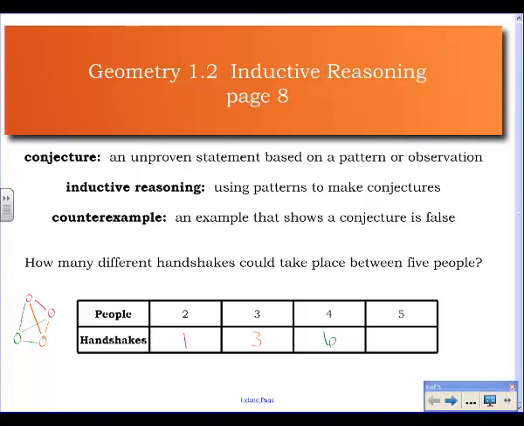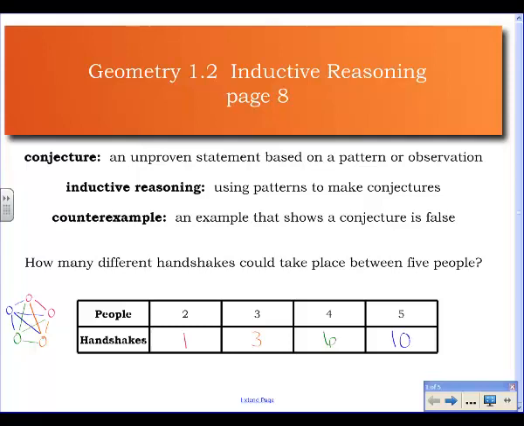Can you see a pattern yet? If you can, take a minute to make a conjecture about the number of handshakes for 5 people. Have you got your hypothesis? Let's use our diagram to see if you were right. Adding a 5th person adds 4 more handshakes to our previous 6, making 10 total.